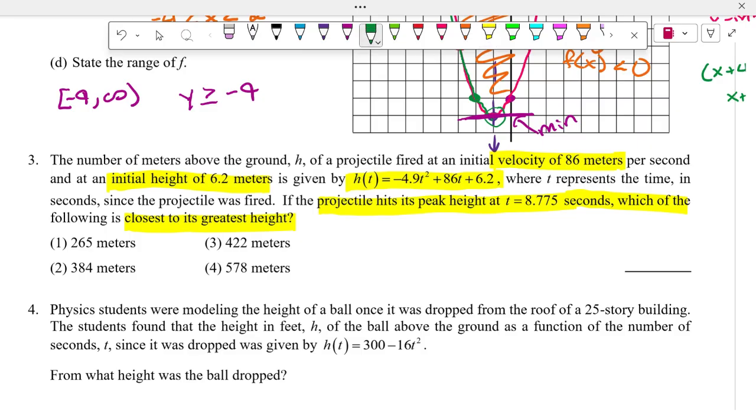So one strategy that you could have done is you could have plugged that in for t. So I have -4.9 times 8.775 all squared plus 86 times 8.775 plus 6.2. The other way you could have done it if you used Desmos is you could have graphed both of these functions. Just replace the h and the t with x and y. All right, so it would be x equals 8.775, and then find the point of intersection. So what would the y value be closest to?